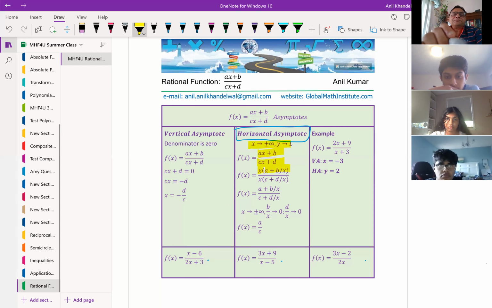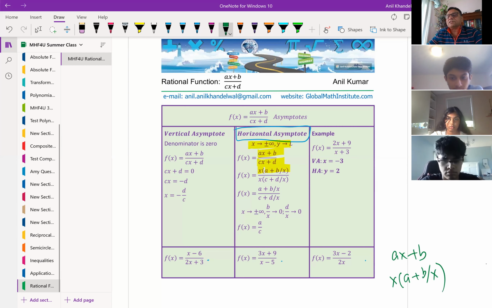Is this clear to you? So we have ax plus b. I'm factoring out x. Then what do I get? A is left here and b divided by x is left there, correct? Is this step clear to you? Yes, sir. Vishruta, is it clear? Hamza, is it clear to you?